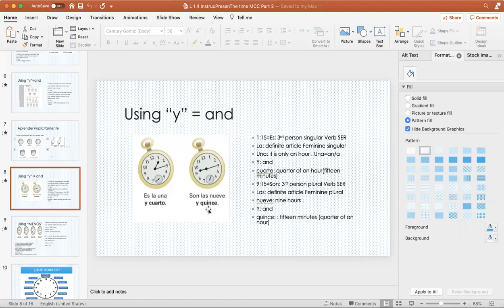Then the other one instead uses son las 9:15. It uses 15 as a minute. But again, we can mix and match. For the first one, we could say es la 1:15. And for the second one, we could say son las 9:15. It's the same exact thing.